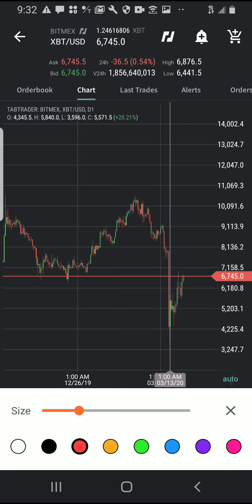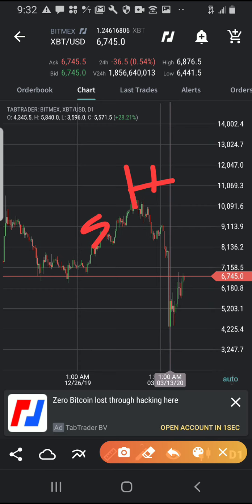Because remember, we have inverse SHS. We also have SHS, the normal one. So with this normal one, we first have our S here, we first now have our H here, and I will now have our S here. Let me draw it in a better way so that you should not find it difficult. We have our first shoulder here, we have our head here, and we have our second shoulder here.